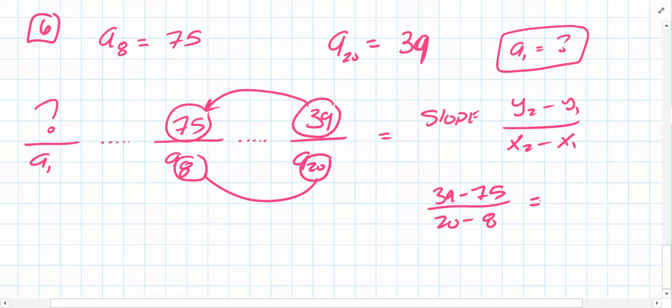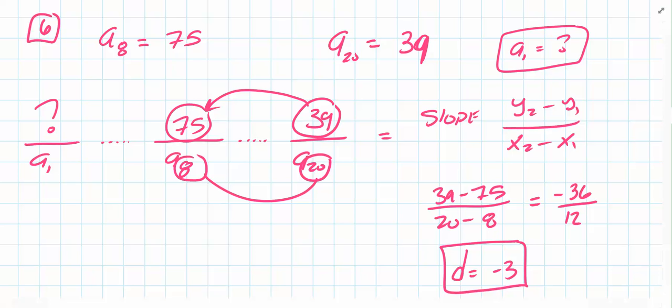All right, 39 minus 75, what's that? I got negative 36. Over 20 minus 8? 12. 12, awesome. So we're getting a difference of what? Negative 3, awesome, there you go. So our difference is a value of negative 3. So should we expect the first term to be greater than or less than 75? Greater than, right? It's going down, our difference is going down.